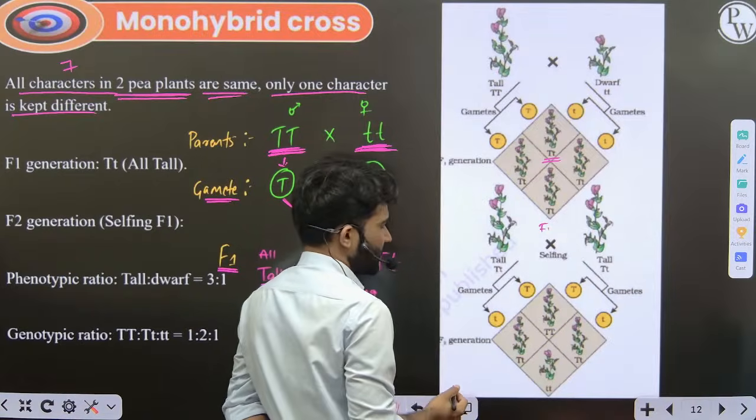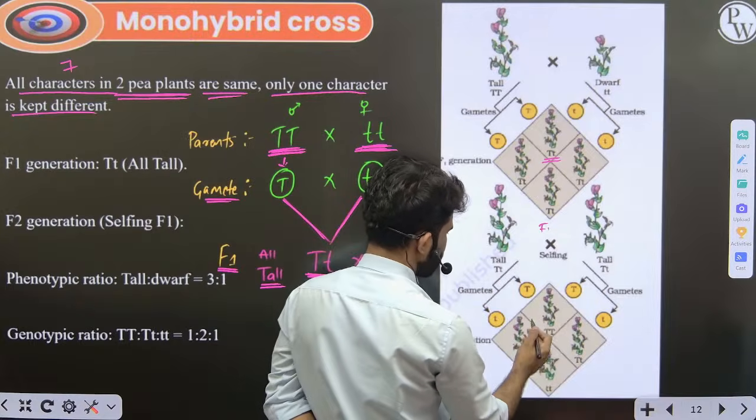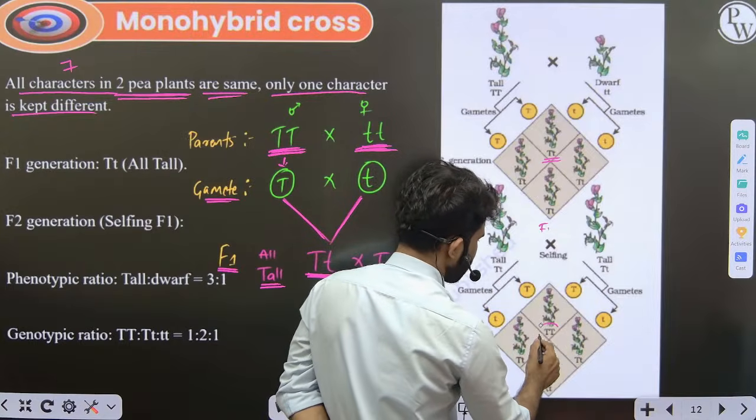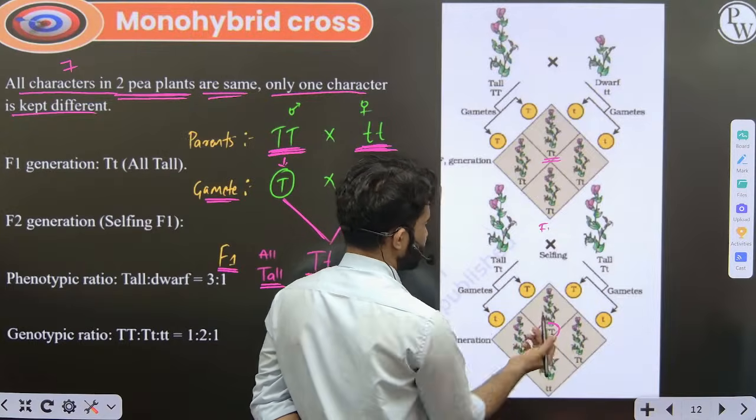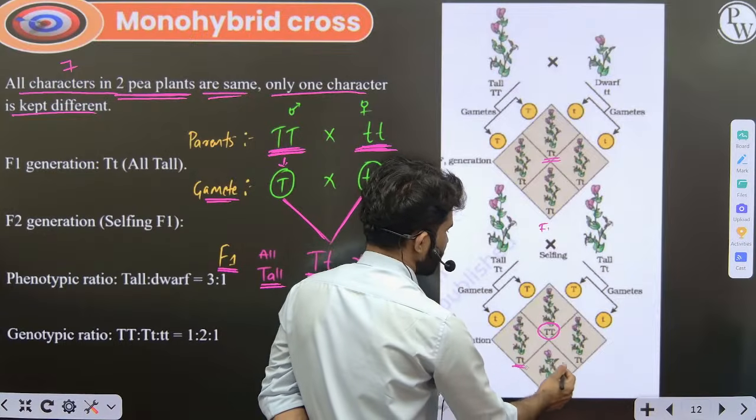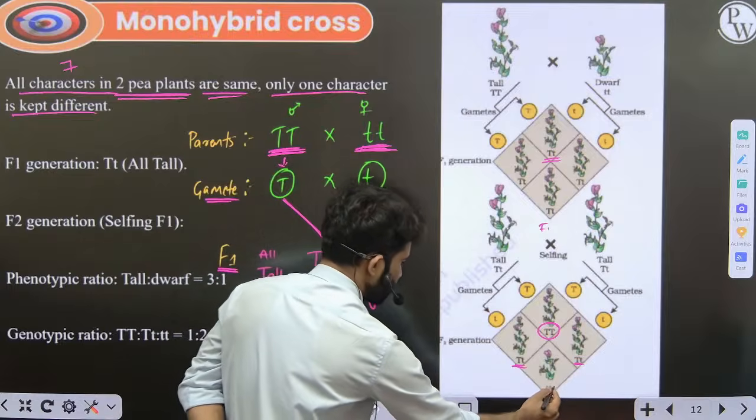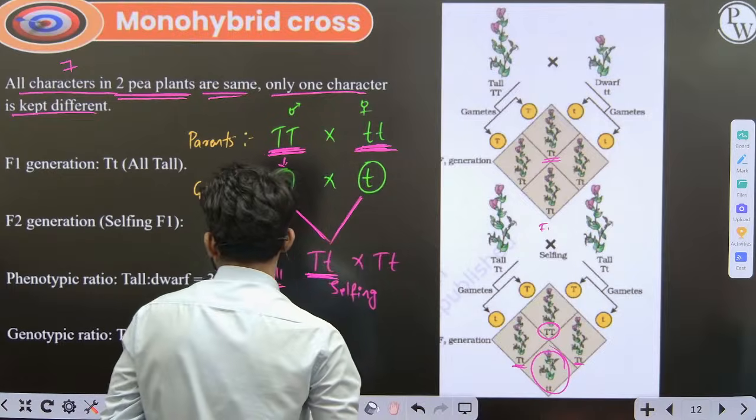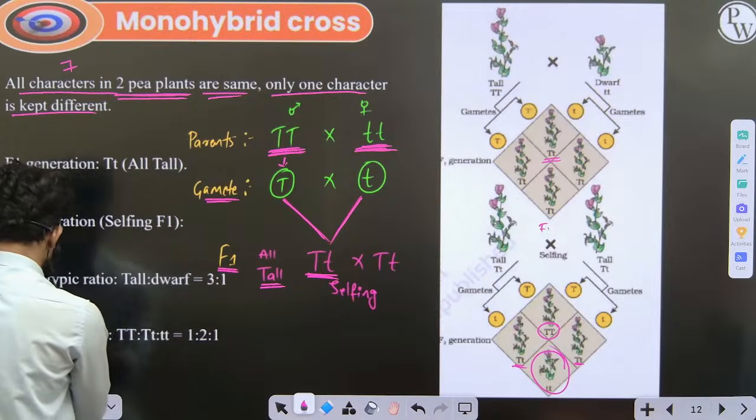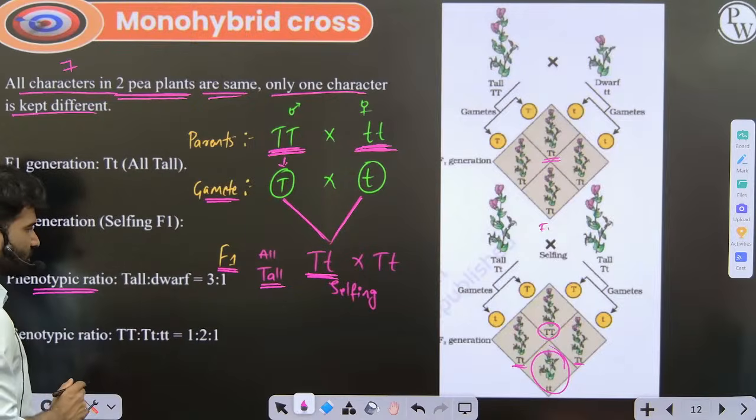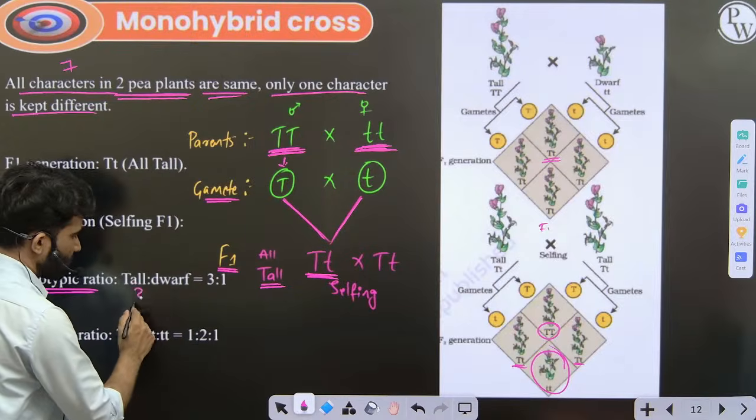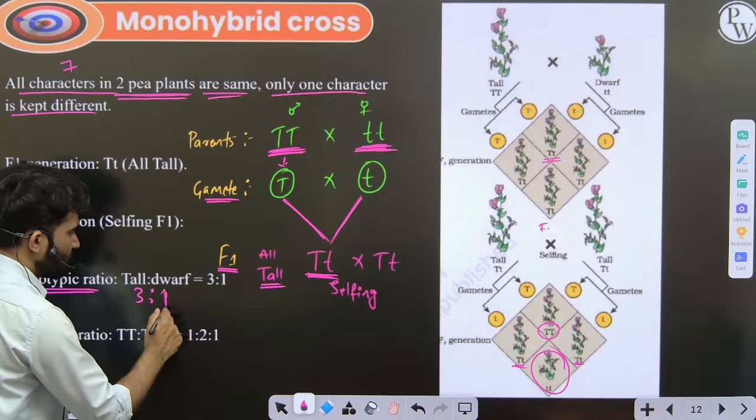Then he got the result: three tall plants and one dwarf plant. Right. So he got a phenotypic ratio. What is the physical appearance of those plants? Three were tall and only one was dwarf.